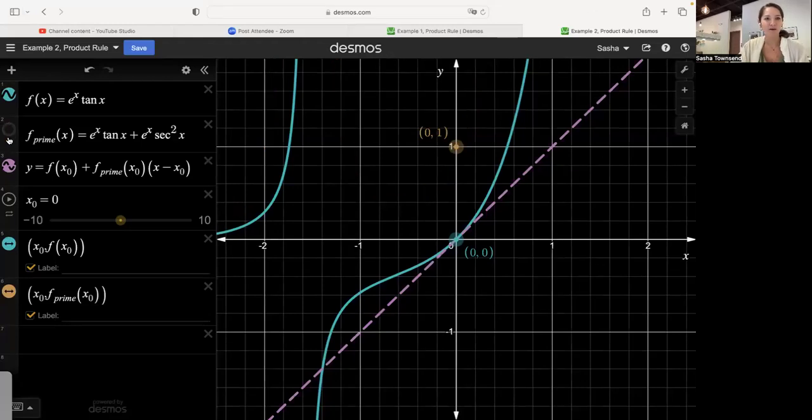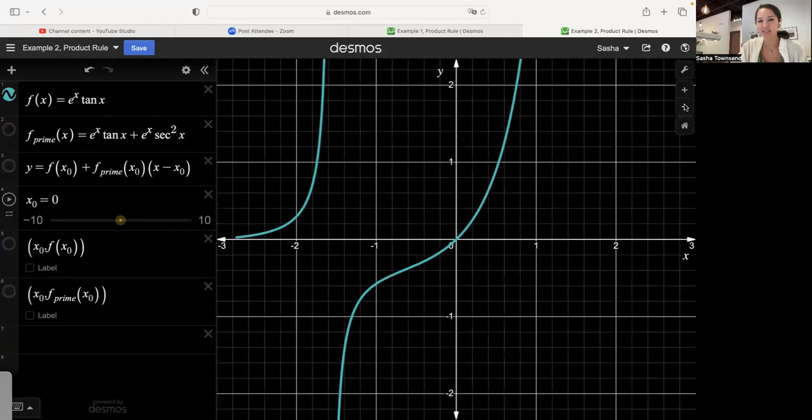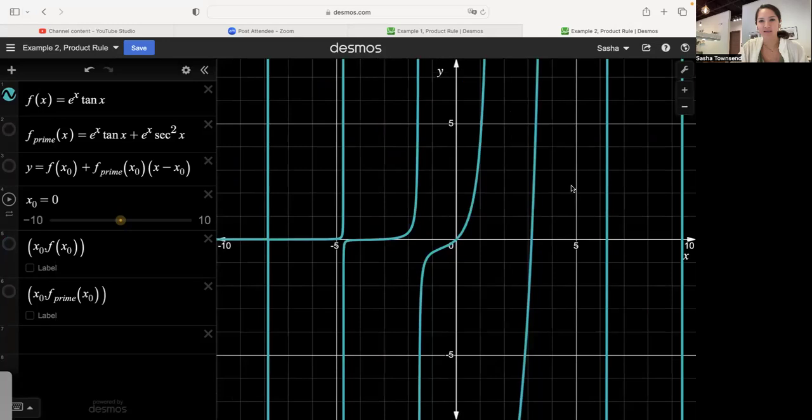Okay, so this is our function. And if we zoom out a little bit, we can see more features of it. We've got e to the x times tangent of x. Now remember, tangent had all of those different branches. So it has a tendency to go from negative infinity to infinity over the interval from negative pi over 2 to pi over 2, and then it repeats.